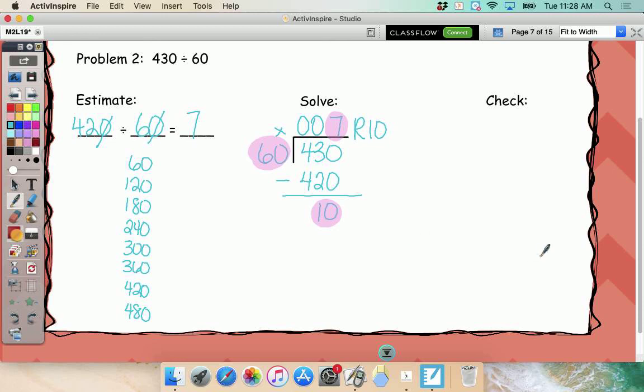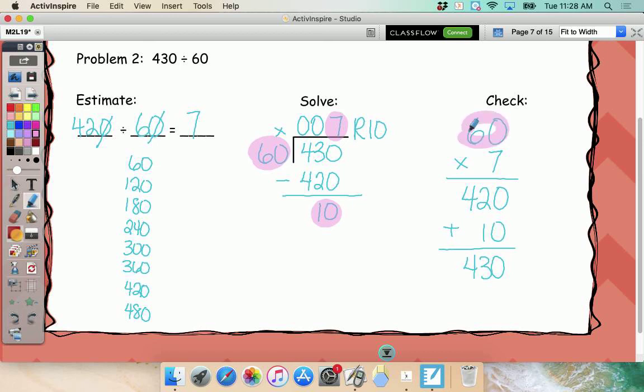Okay? So what will I multiply here? 60 times 7, which we already know. It's not 42. What is it? 420. And what do I add? 10. And to double check to make sure I didn't skip anything, just for this first lesson, I would like you to highlight. Now, did I have a dividend that matched? Yes. I did. Okay. All right, we have one more problem.